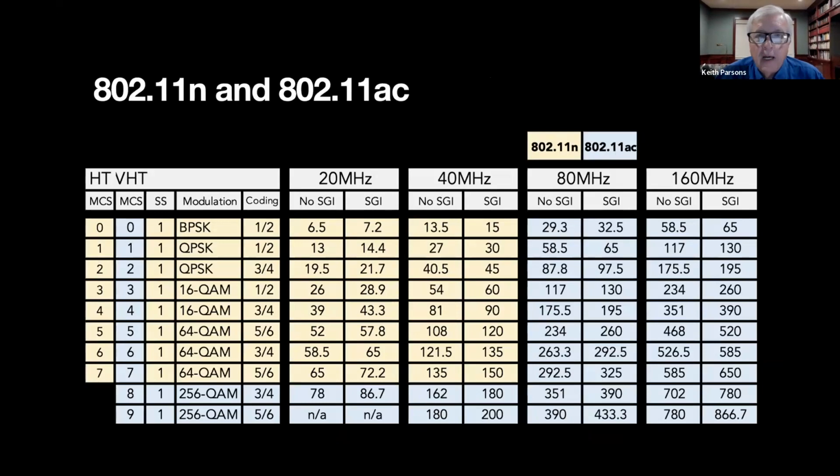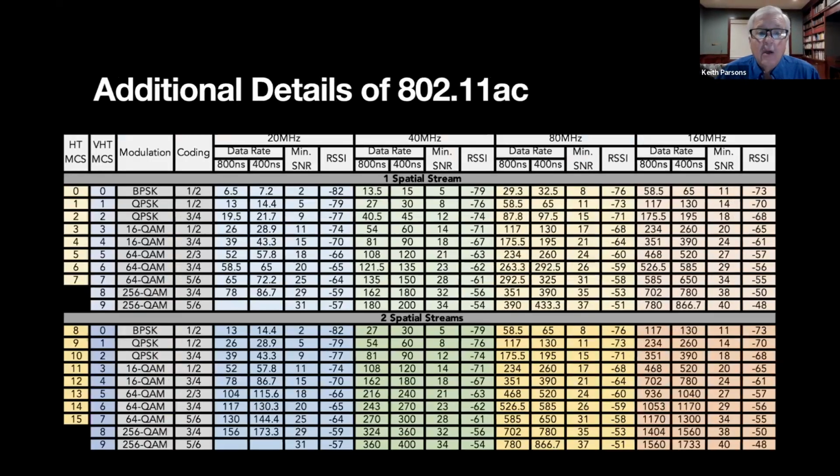I know other sessions on 7 Signal have also focused on MCS, so you already know this. You probably have this one memorized. This was just the beginning of N and AC. The N was yellow and the AC was blue. But when we got to AC, we picked up a whole lot more possibilities, which is great.